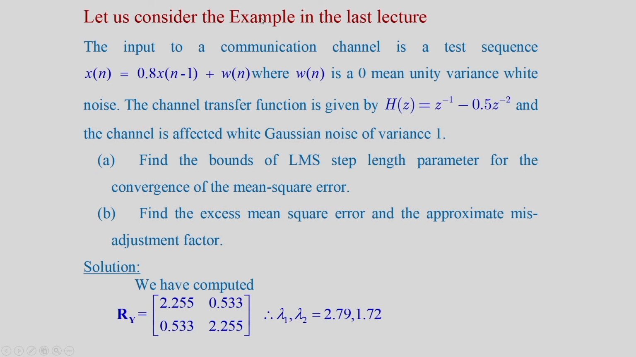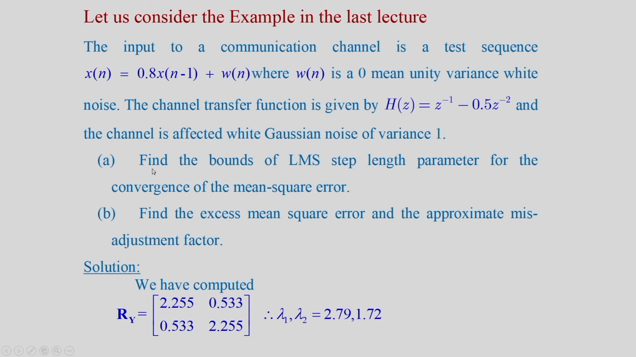Let us consider the example in the last lecture. The input to a communication channel is a test sequence given by x(n) = 0.8 x(n-1) + w(n), where w(n) is a zero mean unity variance white noise. This channel transfer function is given by H(z) = z^-1 - 0.5 z^-2, and this channel is affected by white Gaussian noise of variance 1.